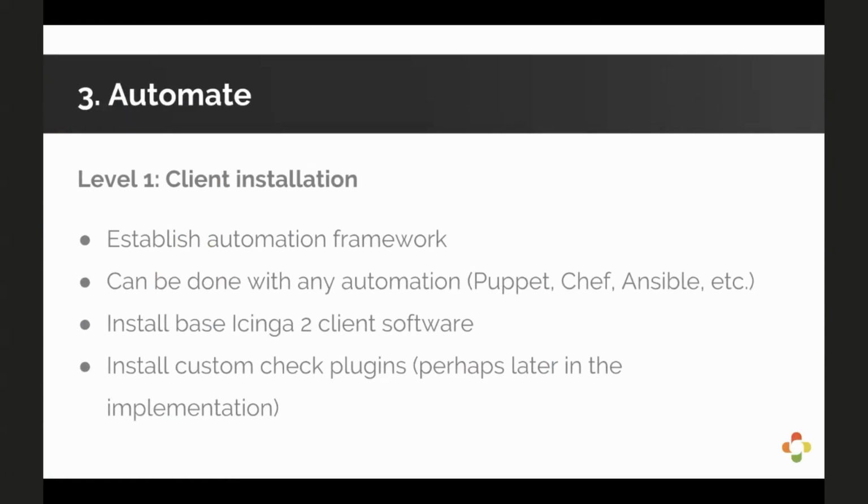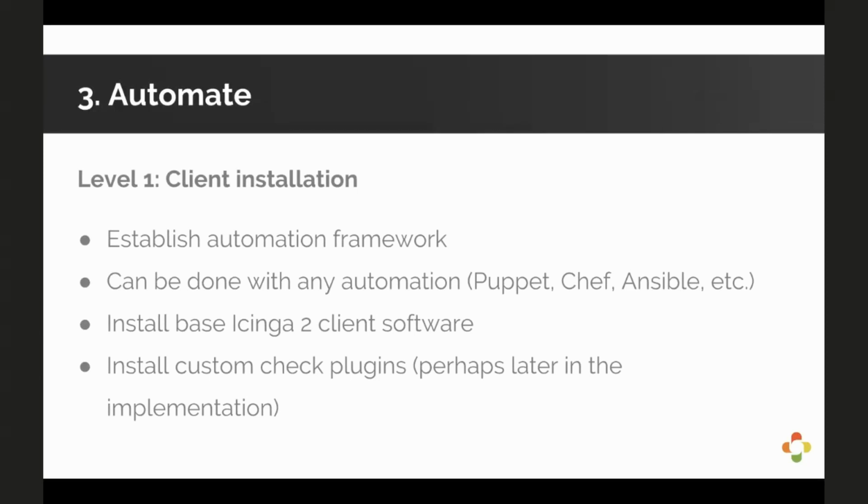Okay, so the first level of automation that we want to talk about is being able to install the client software on the individual clients. The client software, by the way, is actually the same software that we install on the masters and the satellites. It just runs with less functionality executing.